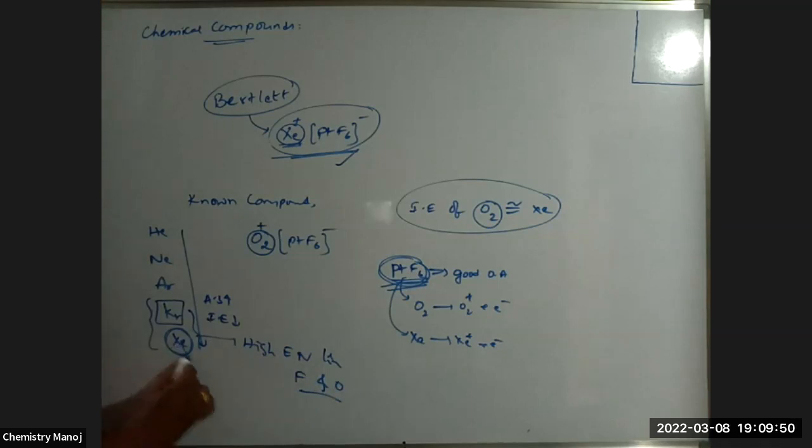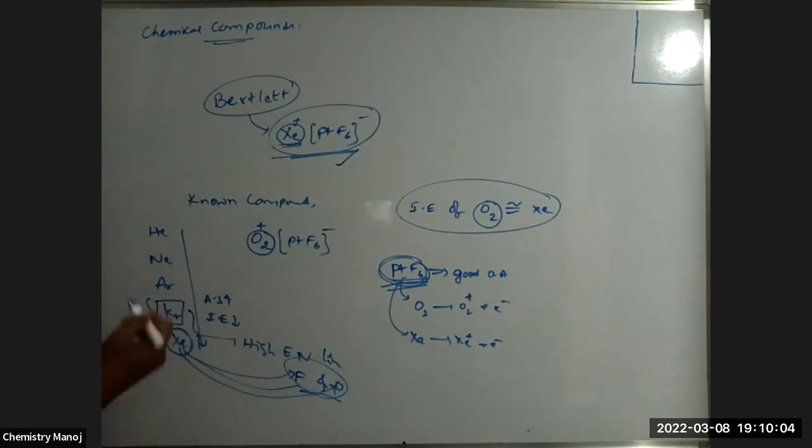That means there are compounds of xenon with fluorine, compounds of xenon with oxygen, and compounds of xenon with both oxygen and fluorine. Similarly, krypton also. Okay, let us discuss them one by one.